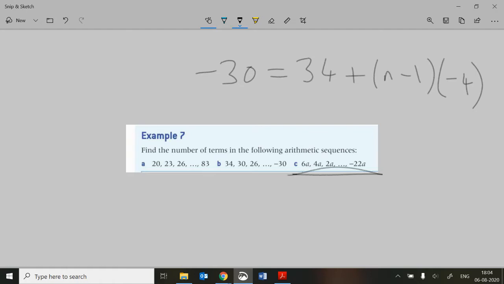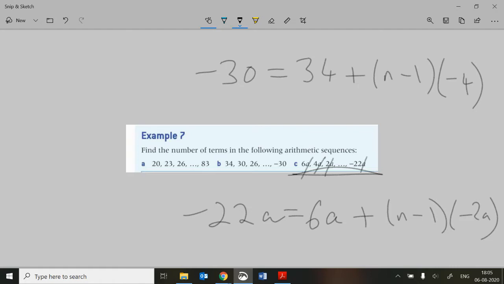Okay, and for the last one here, again, we can set it up in a similar way. We've got minus 22a is equal to 6a plus n minus 1 lots of the common difference. The common difference is going down in 8s this time, so we can times by 2a. Now, I imagine that the a is going to cancel there at some stage, and anyway, you can solve that equation. It might give you an answer in terms of a. In fact, I don't think it does. I think if you just cancelled out the a's here, it would still give you the same number of terms. So the a should cancel out there, and you should get the number of terms.